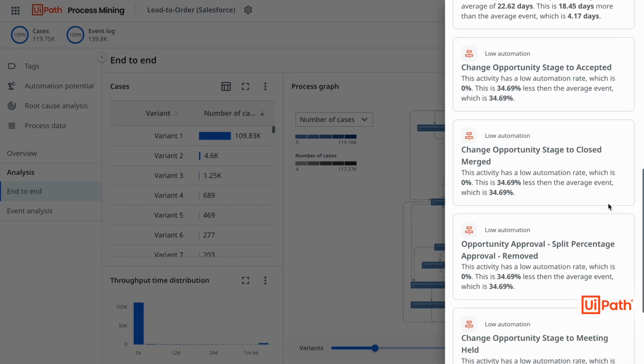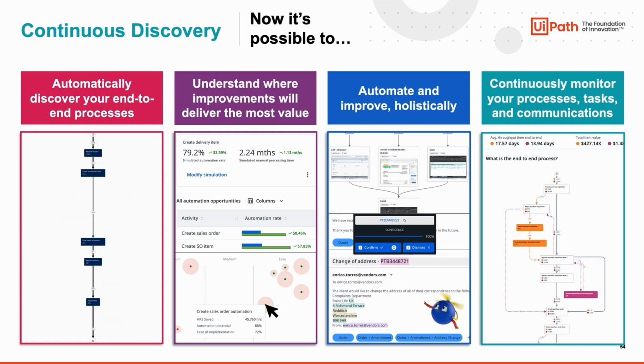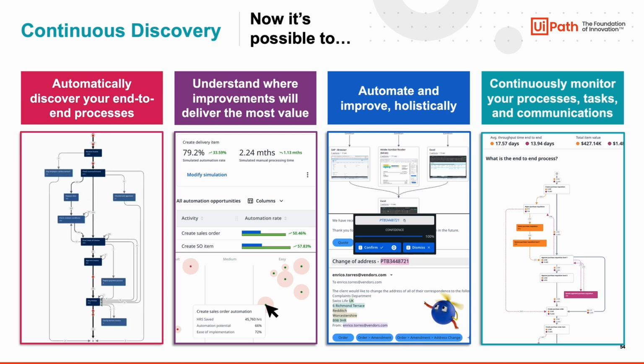We just experienced how integrated UiPath Discover products help us automatically discover our end-to-end processes, understand where improvements will deliver the most value, automate and improve holistically, and continuously monitor our processes, tasks, and communications. Now just imagine what's possible with continuous discovery in your organization.